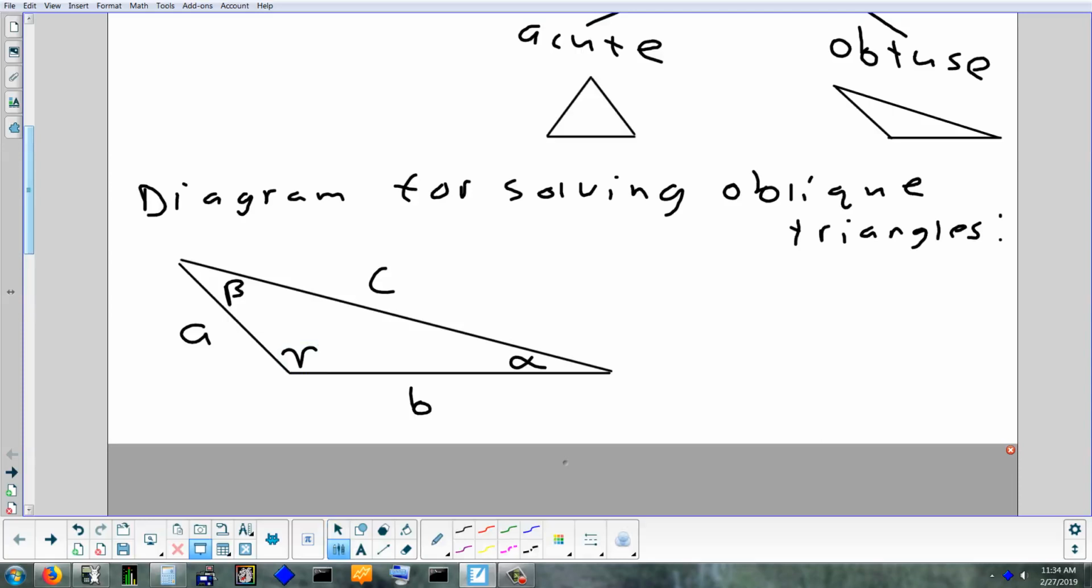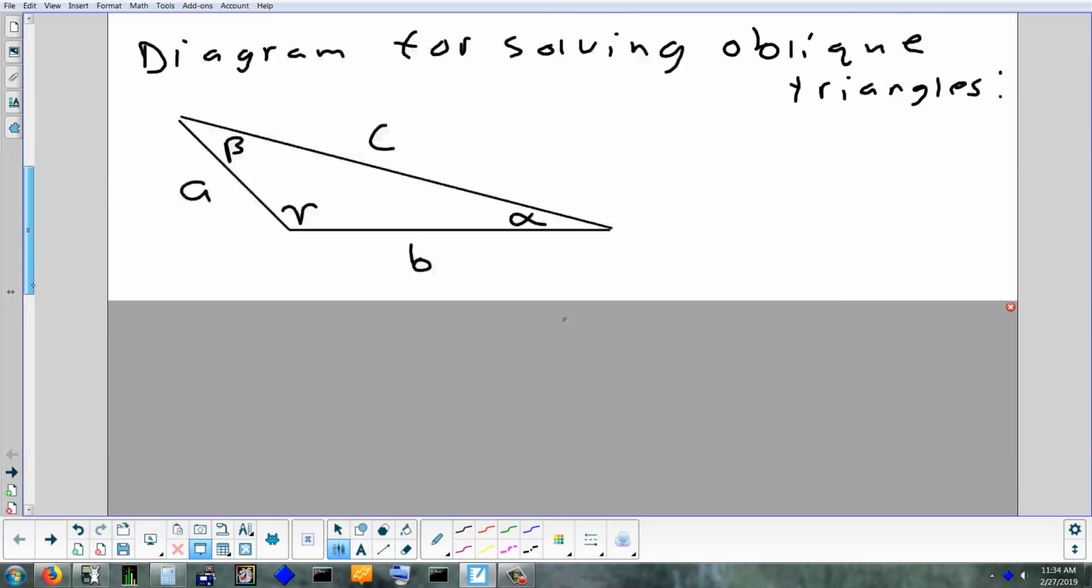Now, you don't have to use those labels. You could use X, Y, and Z for the sides. You could use P, Q, R. It doesn't really matter. But if you use those labels, it just kind of helps to keep track of things. So I would stick with those labels.